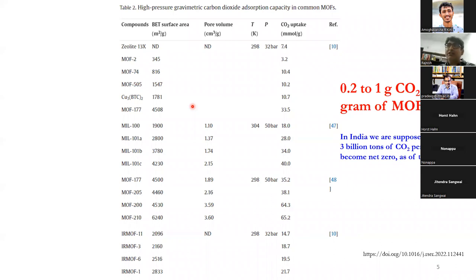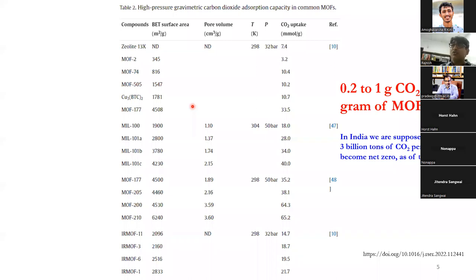Whatever material you use, metal organic framework or any other exotic material, the amount of CO2 which you can capture per gram of this material, based on the literature I see, is roughly 0.2 to 1 gram of CO2 per gram of material. Now, let's understand this. If you have to capture 3 billion tons of CO2 per year, you will have to produce 3 billion kilograms of this material, whether it is MOF or whatever you are talking about.